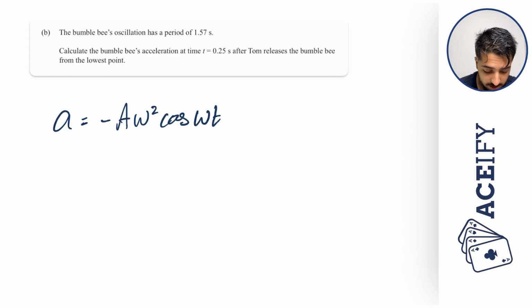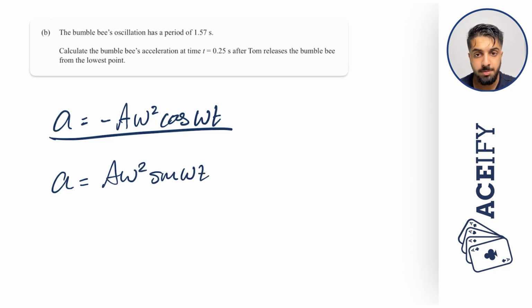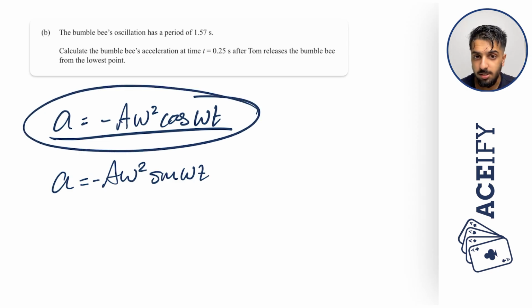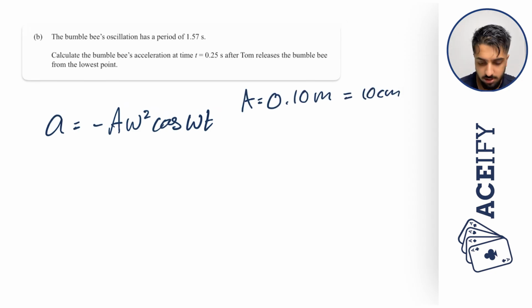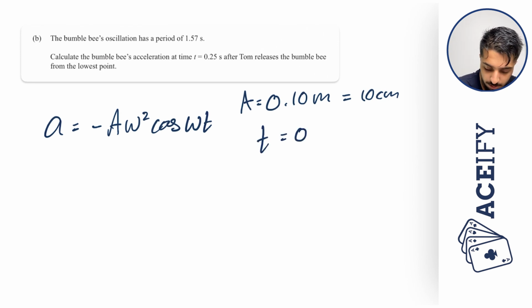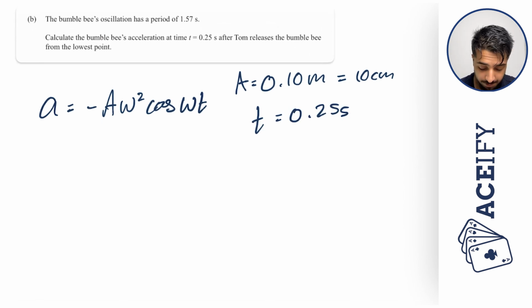The reason why we know it's this one and not the other one is because we start not at the equilibrium position, but at max displacement. So if we start at max displacement, we get this equation right here. We know our amplitude, which is just 0.10 meters, because that's the same thing as 10 centimeters. We know our time, which is given to us as 0.25 seconds. Now we just don't know our omega.